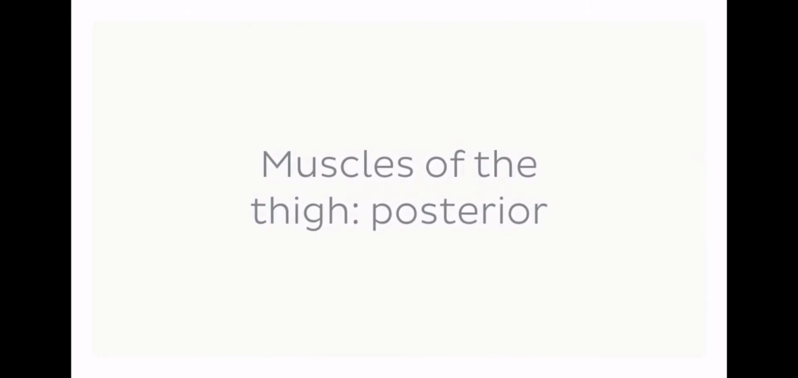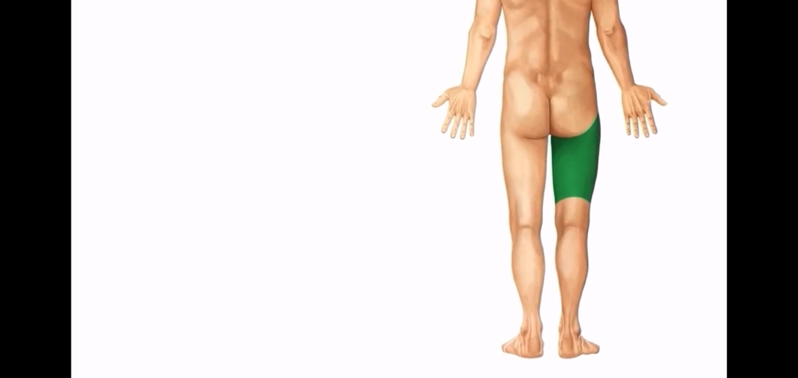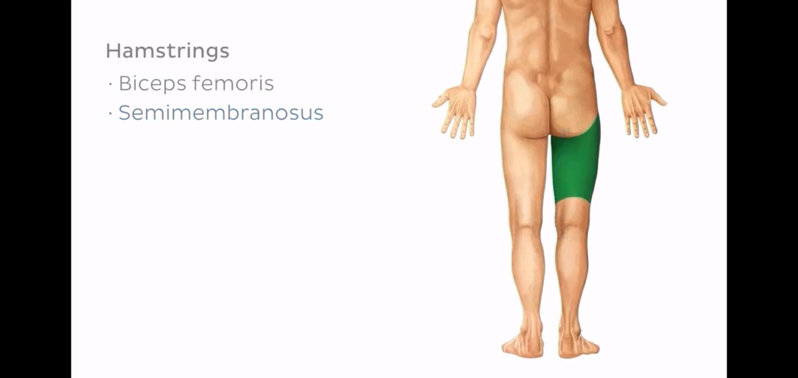Let's now look at the posterior thigh muscles. Now, the main muscle of the posterior thigh, again, you might have heard of through if you run or if you exercise. There's a major group of muscles called the hamstring muscles, and there are three of these: the biceps femoris, which you can see dotted out in blue just here, the semimembranosus, and the semitendinosus muscle.